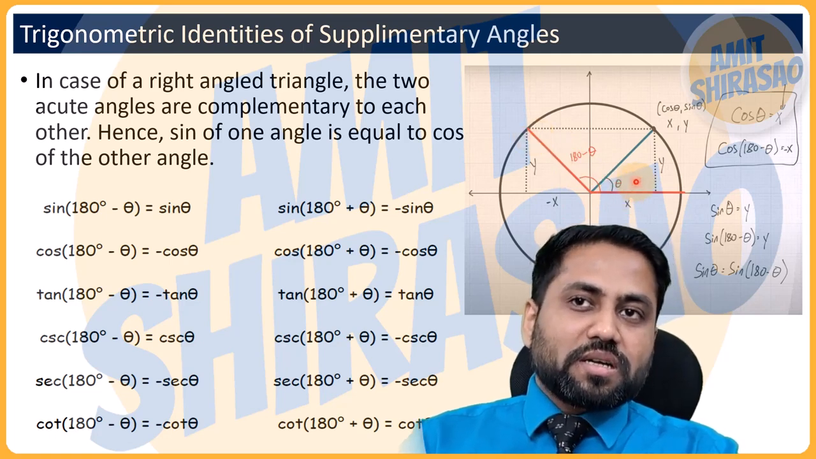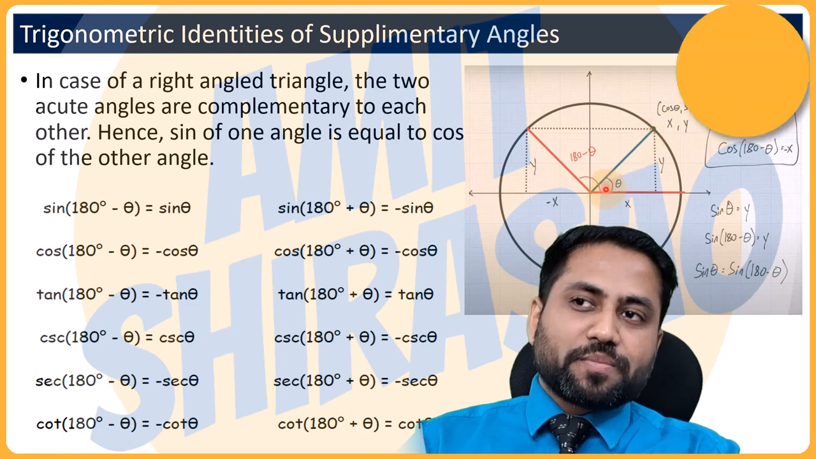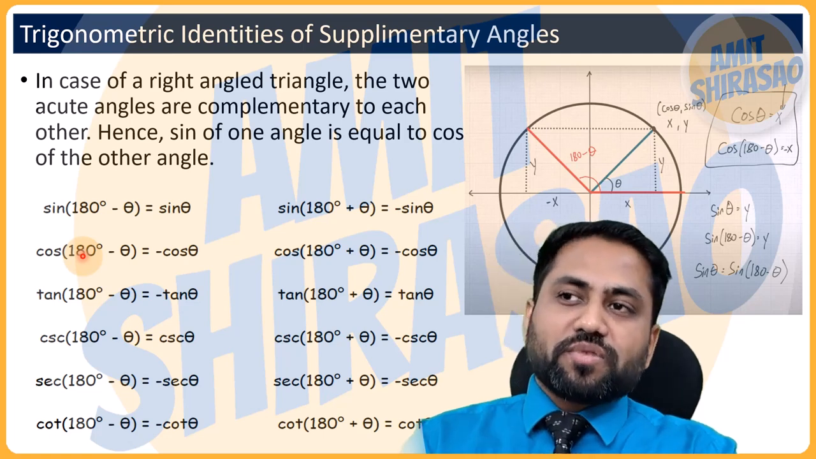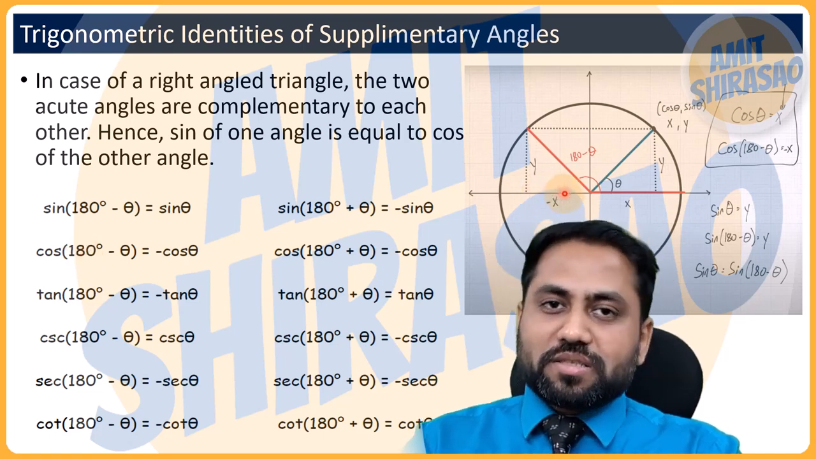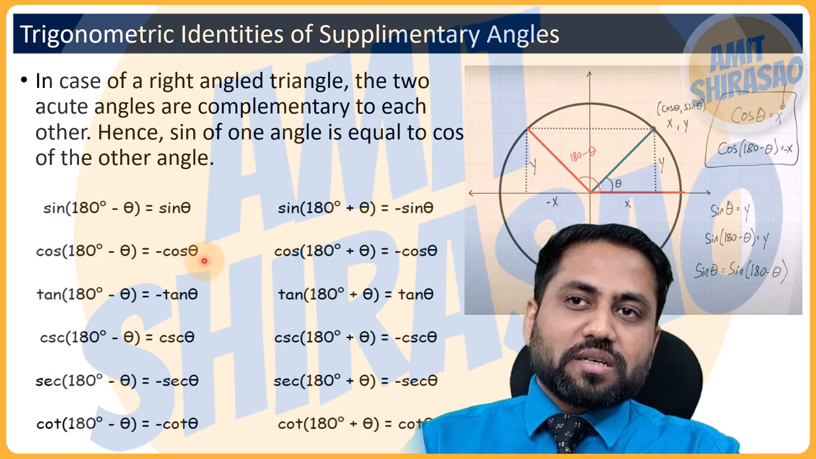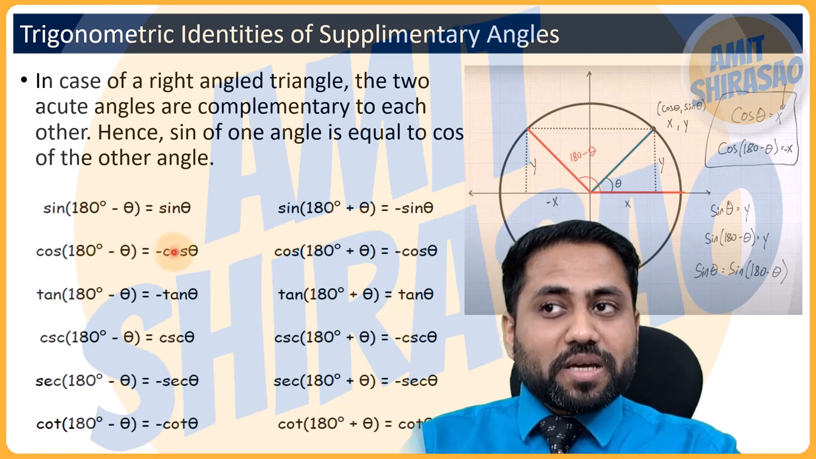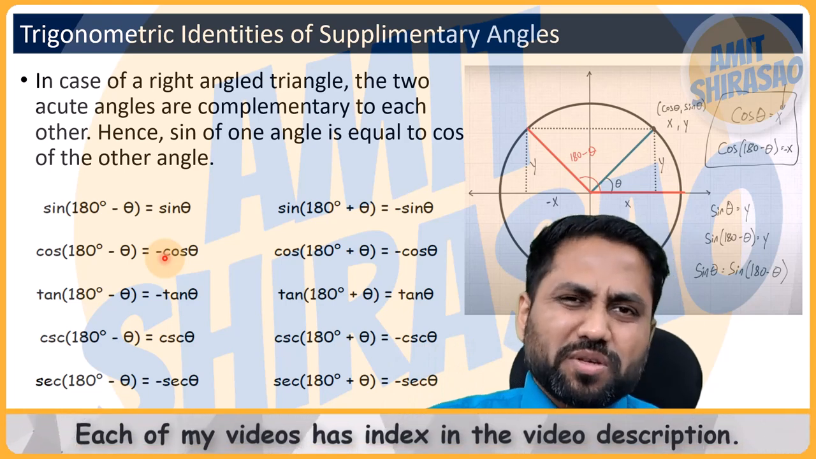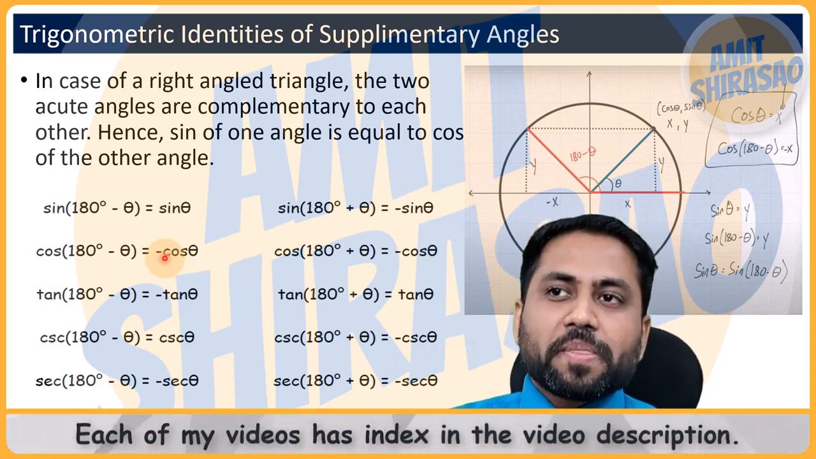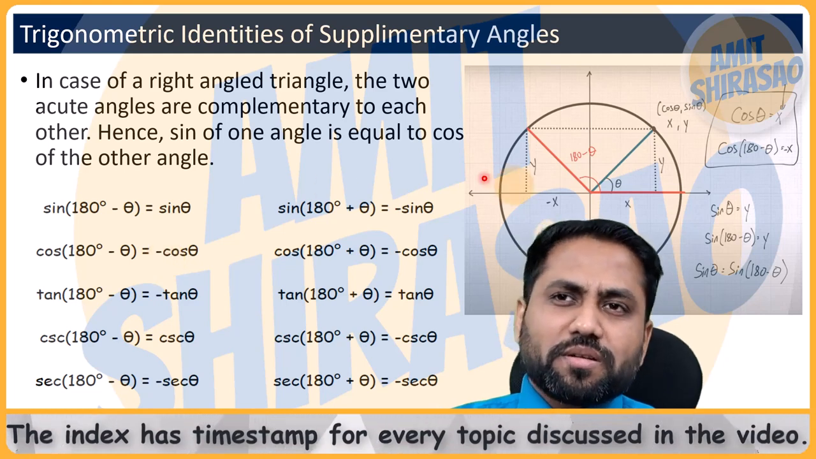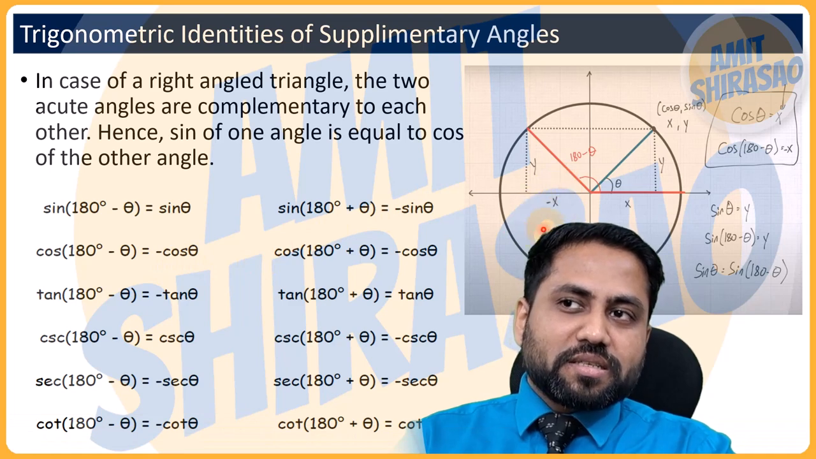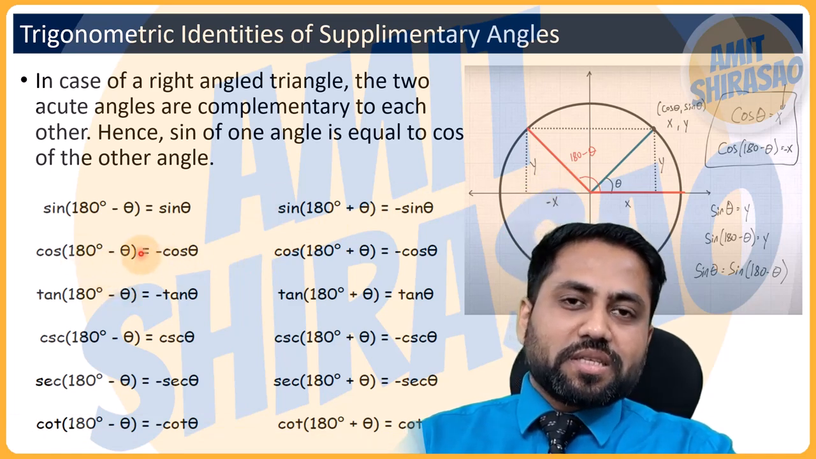Cos of this one would be x divided by hypotenuse. So they are equal in measure, but they are negative. Why? Because this x is actually minus x. In the case of theta, it is plus x, but in the case of 180 minus theta, it is minus x. That's why the minus sign comes. Even if you don't understand the logic completely, it's absolutely fine, but remember what I said. Since that x is negative in the case of cos, this negative sign is coming.